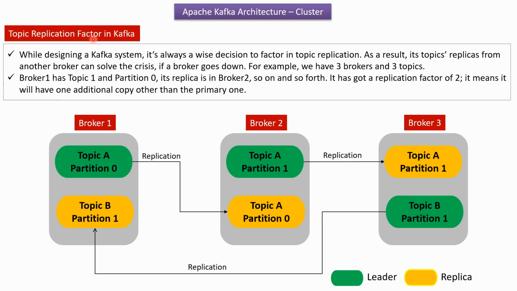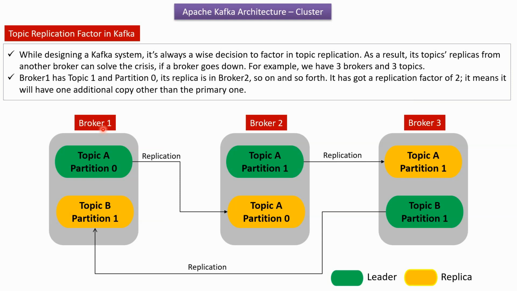Now we will see the topic replication factor in Kafka. Here you can see broker 1. It has topic A partition 0. Replication of this topic A partition 0 is in broker 2, and in broker 2 topic A partition 1 is there. Replication of topic A partition 1 is in broker 3, and in broker 3 topic B partition 1 is there. Replication of this topic B partition 1 is in broker 1. The green color is the leader, and the yellow color is the replicas.